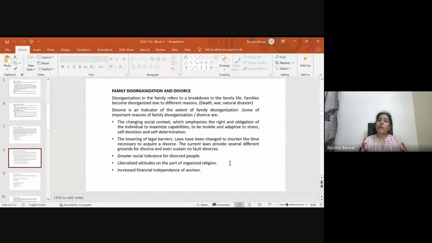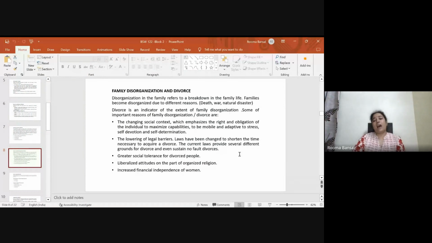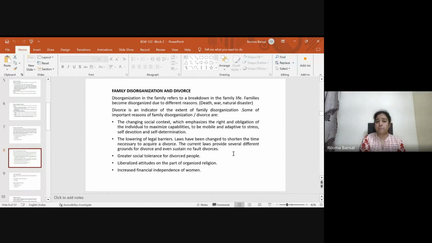So that's why they want to get separated, and law is providing the space. It's a stupid decision, ma'am. I would say it is a stupid decision. See, according to you it is a stupid decision, but every individual has their own choice. Maybe for them this is not stupid. Everyone has their own perspective, ma'am. Exactly, everybody has their own choice, their own decisions. Maybe this is not a stupid decision for them.